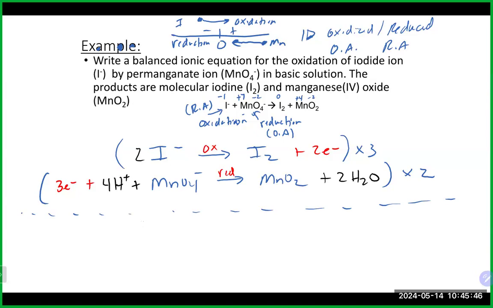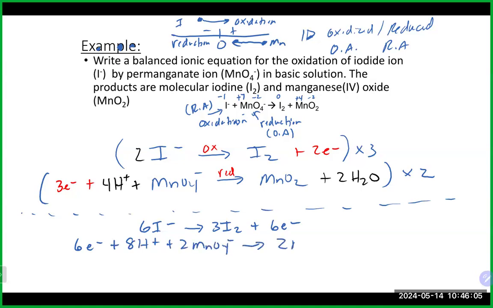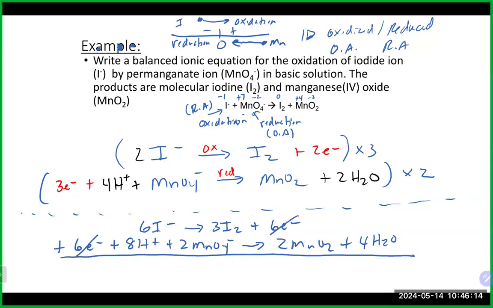So that's going to give me 6I minus goes to 3I2 plus 6 electrons. On the bottom there, that's going to give me 6 electrons plus 8 H pluses plus 2 MnO4 minus goes to 2 MnO2 plus 4 waters. At this point, we could add these together. Our electrons should completely cancel out, which they do, so that is good. That's going to leave us here.